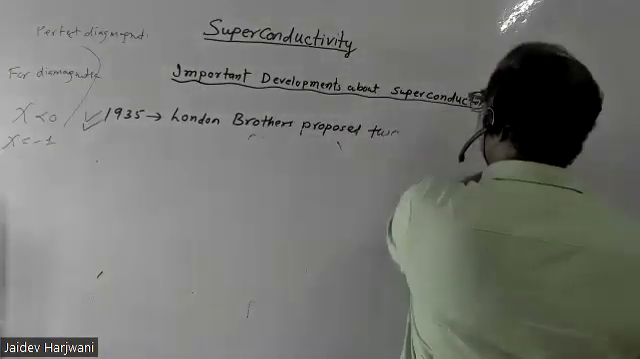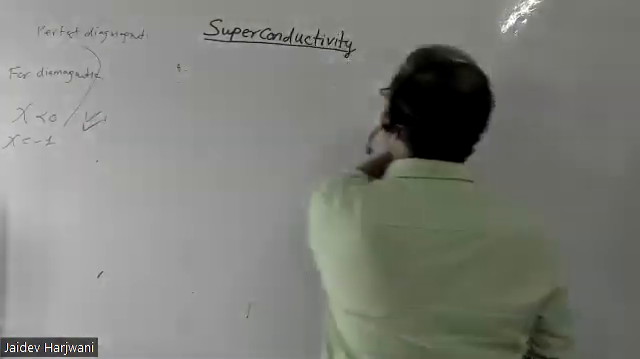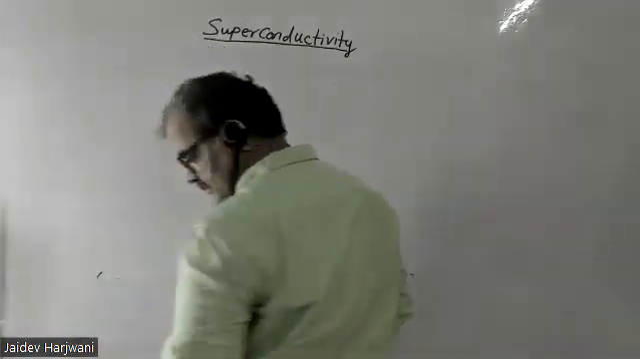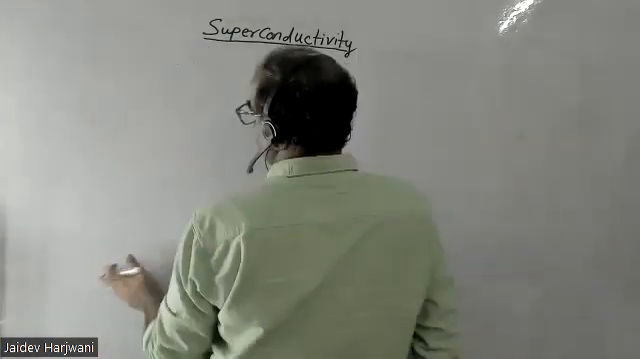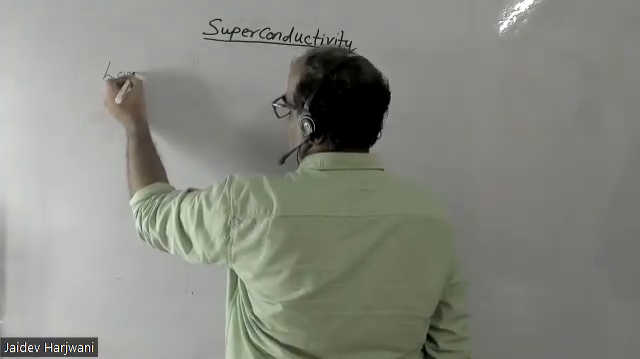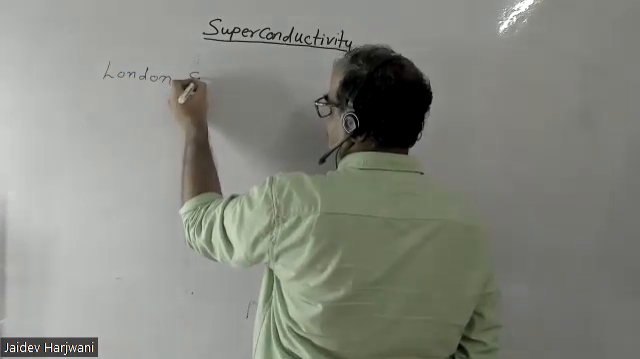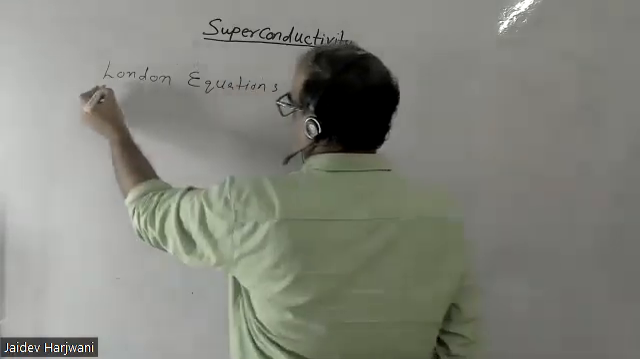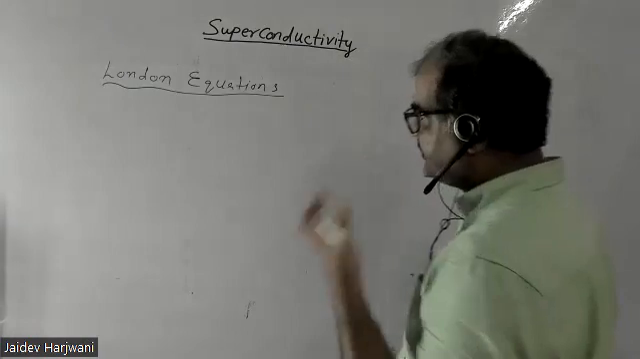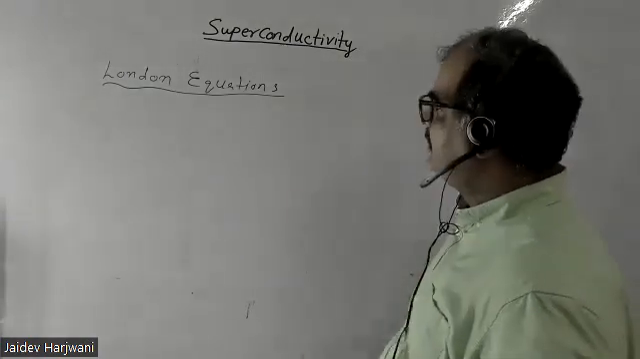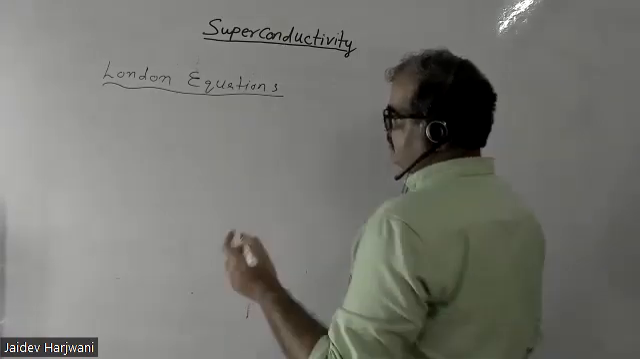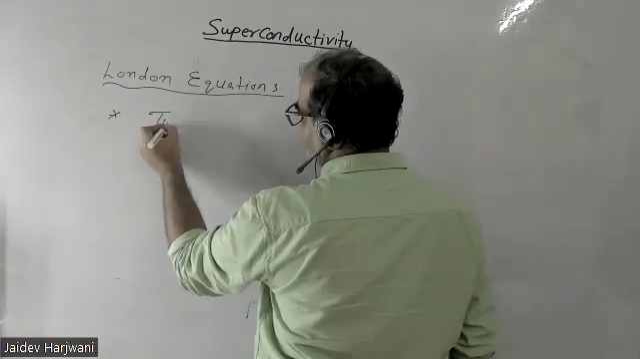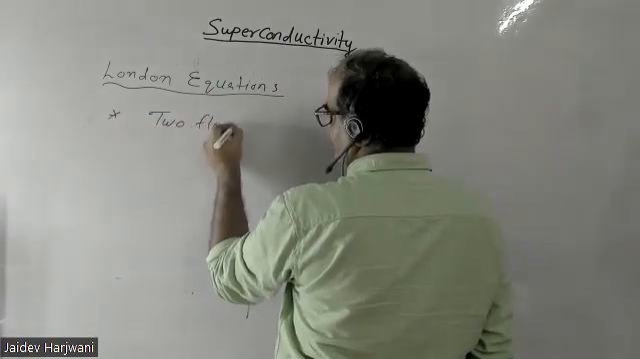So, the London equations. As I told you, this is the first attempt to explain superconductivity. These equations are based on the two fluid model.